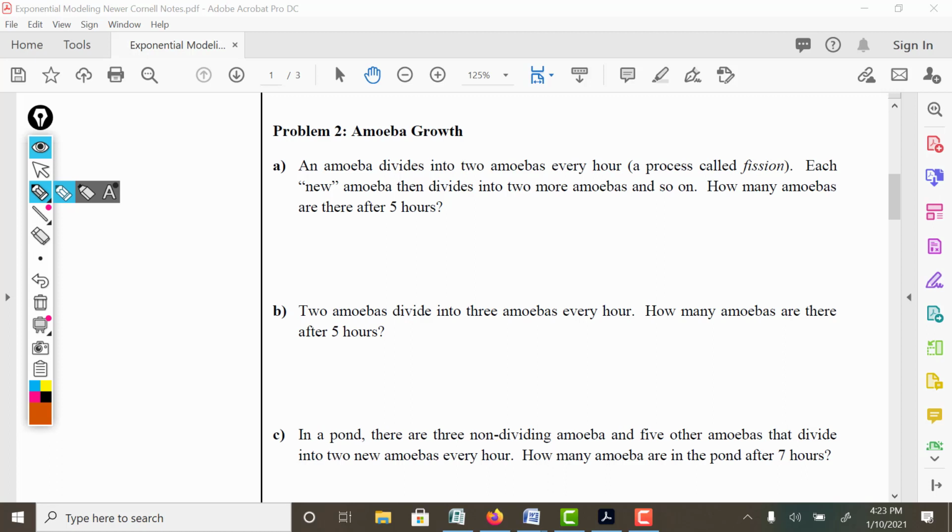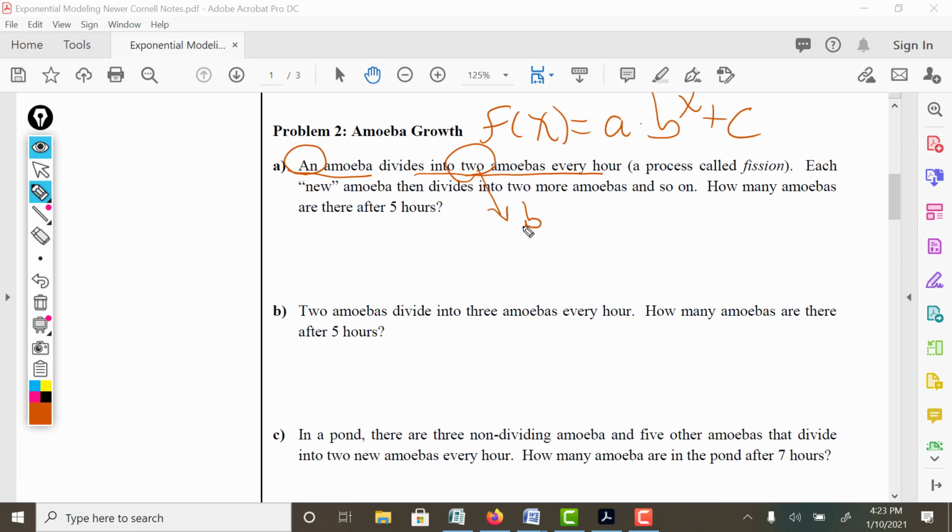So we have one amoeba, which is very important, and I want to remind you of the model. Recall that B is the growth rate. We have one amoeba that divides into two amoebas every hour. So the growth rate in this problem is going to be 2. We have only one amoeba. That's our A value. And there are no other amoebas in this situation. And so this is all we're left with.